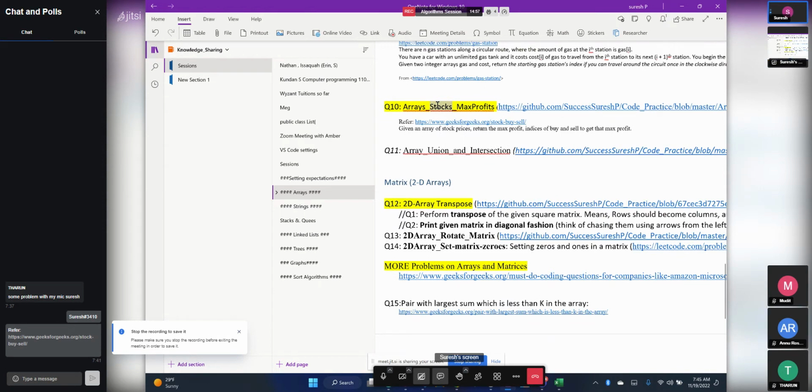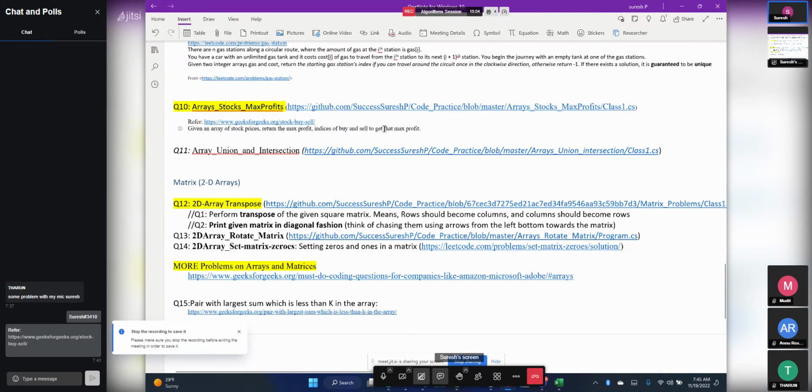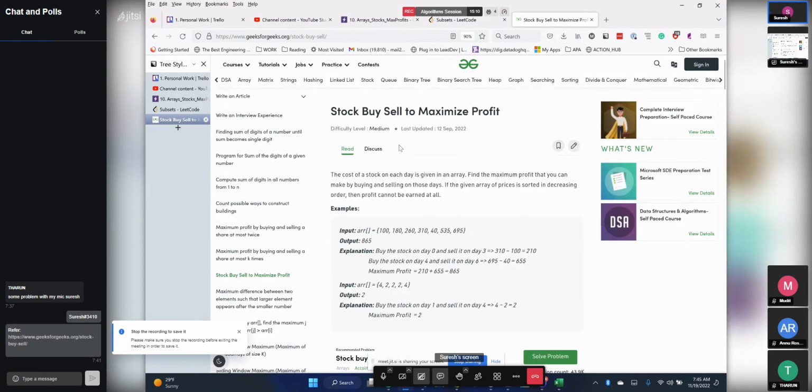And now we are going to discuss the stocks max profit problem on arrays. Okay, let's go to the website. Let's start with this. So, this is the problem definition.